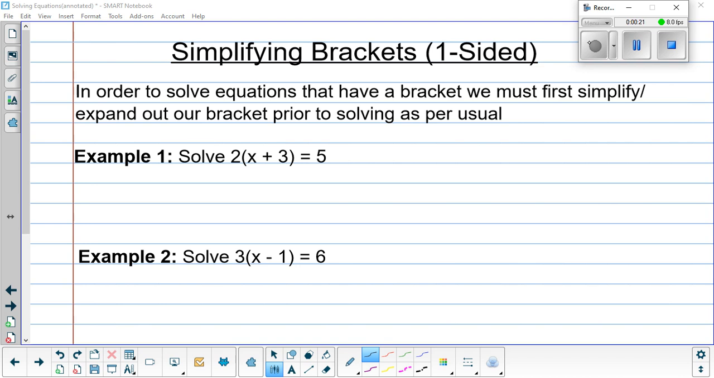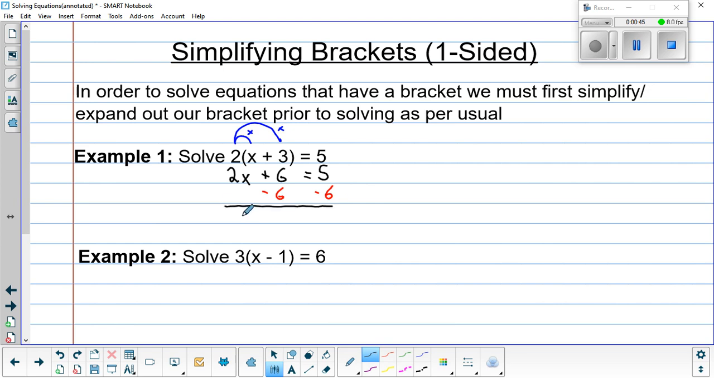So first off, we know how to expand brackets, so we're just multiplying that front term by each term separately. So here we're going to be left with 2x plus 6 is equal to 5. Okay, now we're down to simply a one-step equation, so minus 6, minus 6.